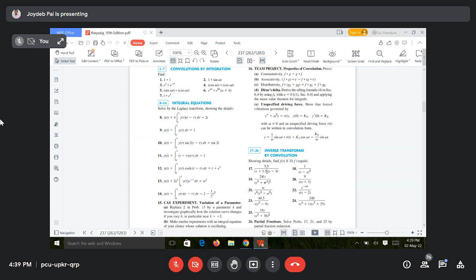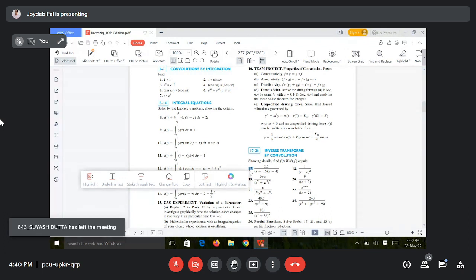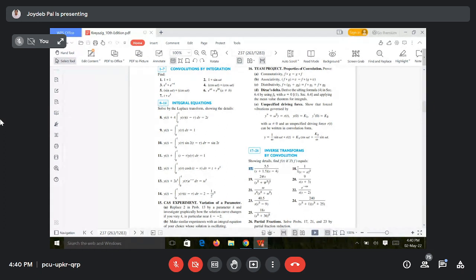Dekho, jaise ye 17, how can you solve 17? Don't think about convolution. Previously, by using the techniques you have been taught, tell me. Partial fraction? Yes, sir. Second, 18 can also be solved by S shifting. But what about 19?